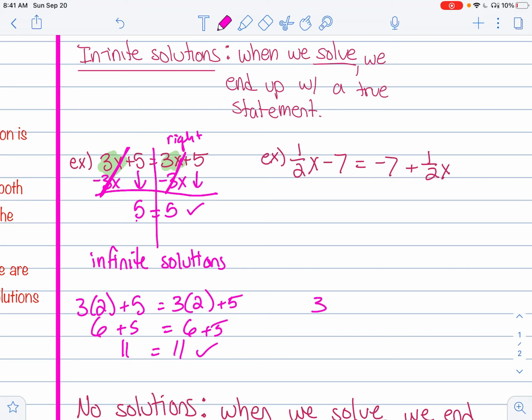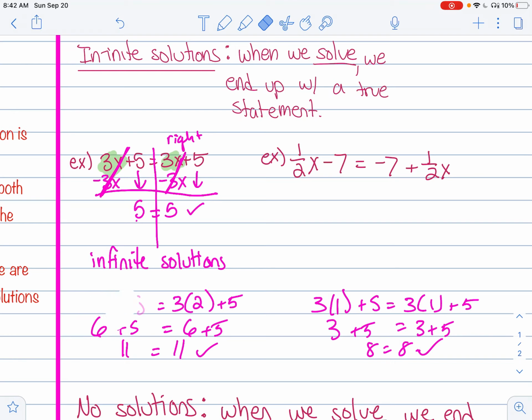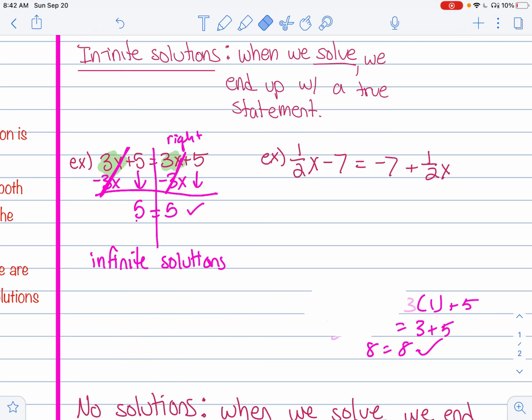If I did 3 times 1 plus 5 equals 3 times 1 plus 5, you'll see that this also works. So this would be 3 plus 5 equals 3 plus 5, which gives me 8 equals 8, which is another true statement. So when we have infinite solutions, that just means any number could work for x. So instead of writing out a million different numbers that say x equals this, x equals this, x equals this, we could just say infinite solutions. So let's look at another example.